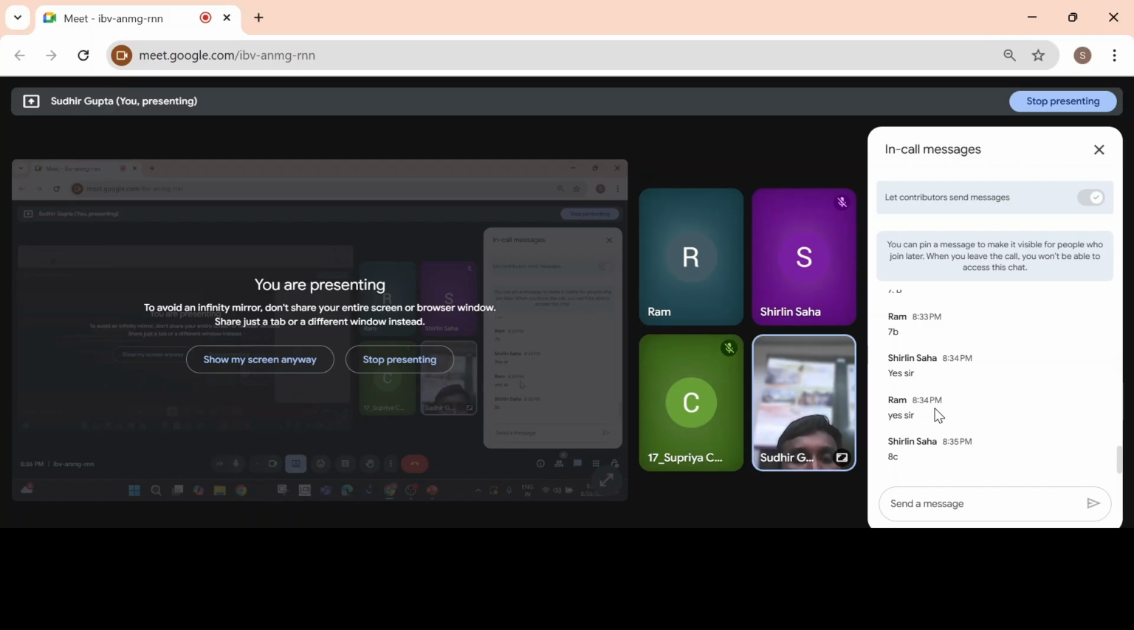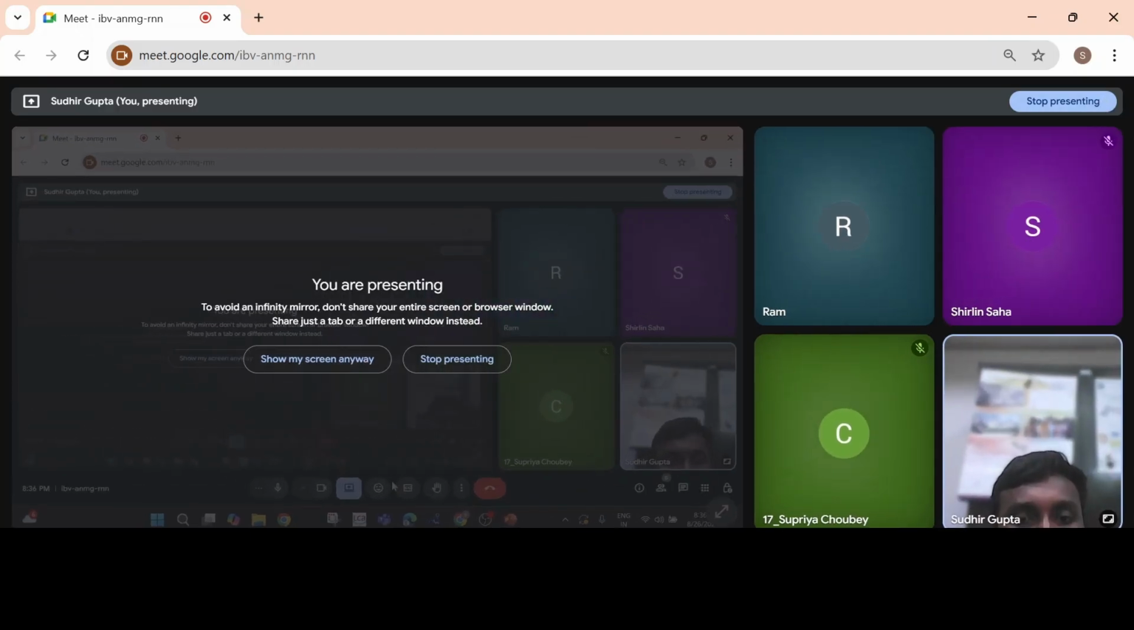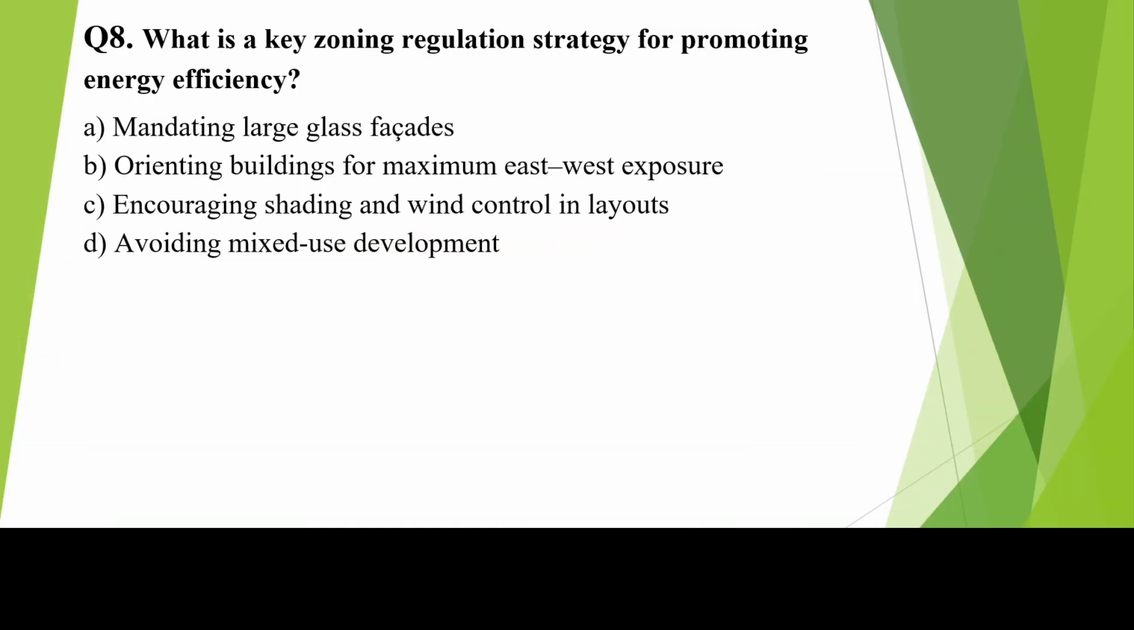So let me discuss it then. Let me discuss that 8C is the correct answer for this question. Encouraging the shading and wind controls in the layout. This zoning regulation strategy for promoting energy efficiency is opted because energy efficient zoning involves regulating orientation, shading and building placement to optimize natural resources like sun and wind while reducing cooling loads at the same time.